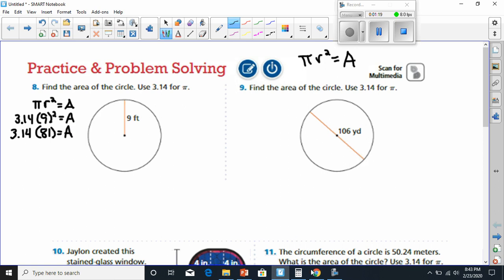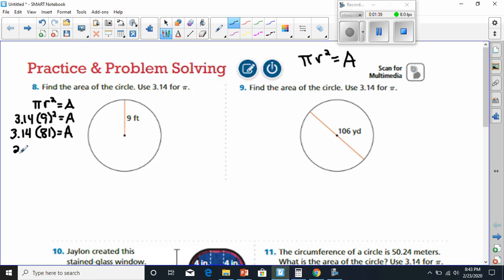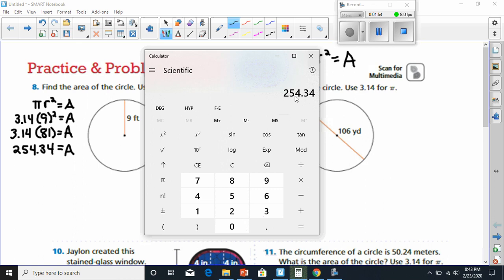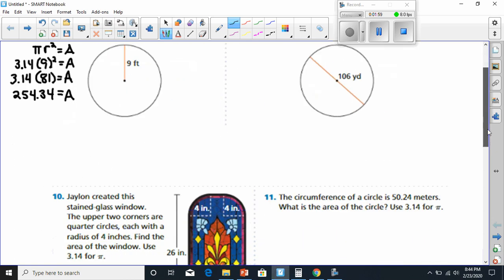Use the calculator to finish this off. Our calculator says that 81 times 3.14 equals 254.34. So 254.34 equals our area. Double check that calculator. 254.34. Yep. All right. We're ready to go down to number 10.